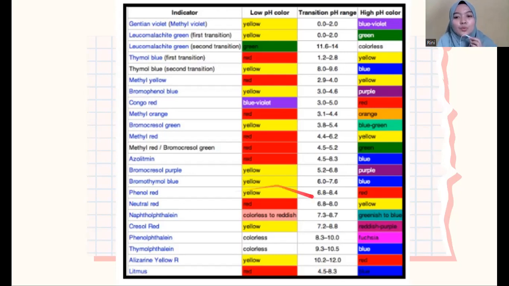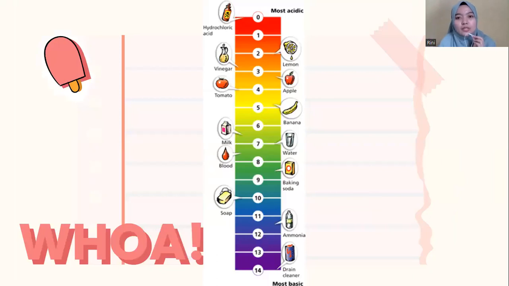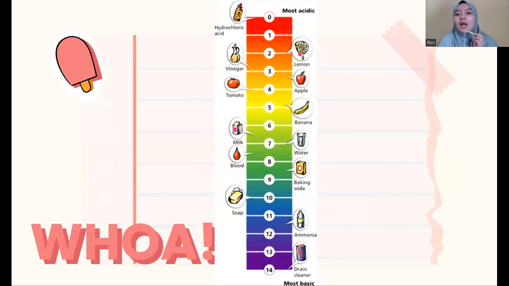We have several indicators related to acids and bases. And here are the ranges of the pH, and we can use the acid-base indicators to check the pH of a solution. If you're interested, you can observe the color changes by putting several drops of acid-base indicators and observing the color changing. It's very interesting.